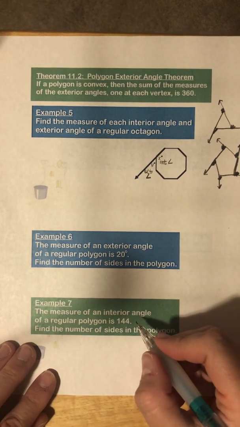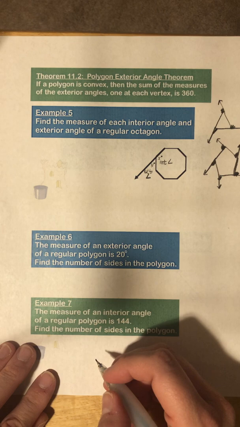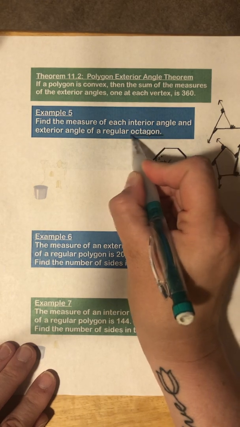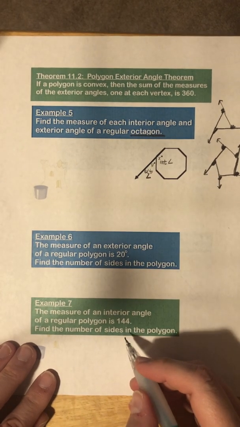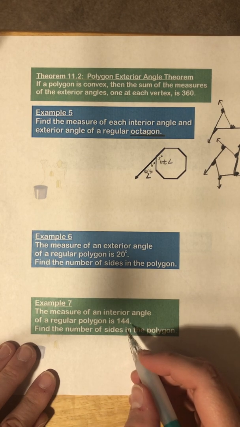Okay, so looking at the picture, X represents the interior angle, Y represents the exterior angle. Okay, let's start with the exterior angle because I kind of want to use that theorem right here. We know that all of the exterior angles are going to add up to 360. If this is an octagon, how many exterior angles will I have? Well, it's going to be the same number of sides that you have. So an octagon has 8 sides, so I have 8 exterior angles.